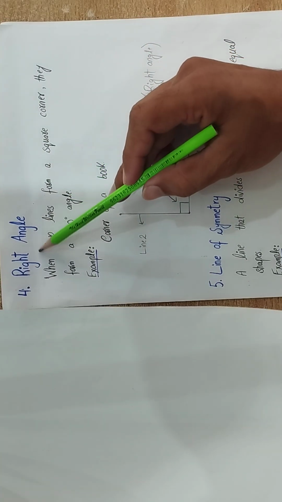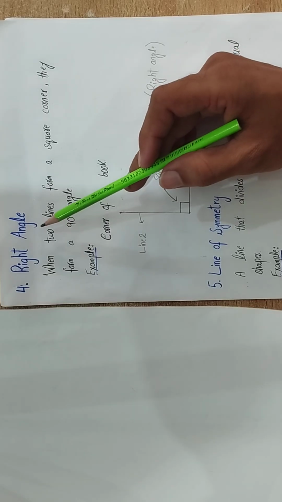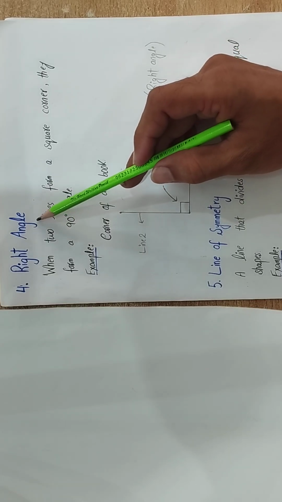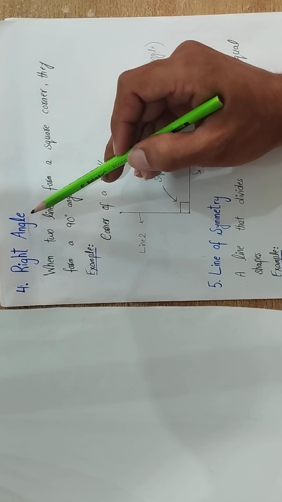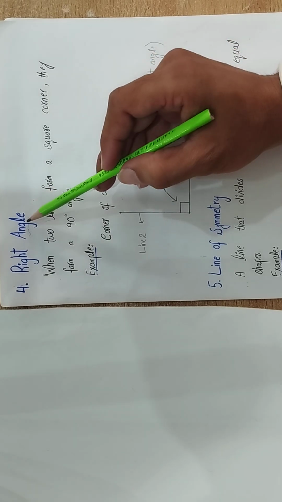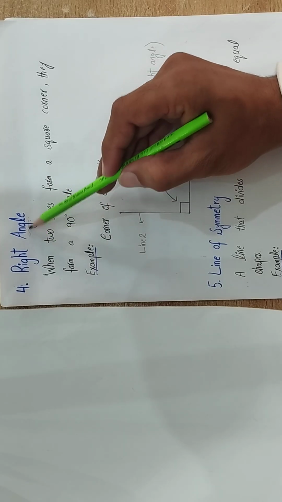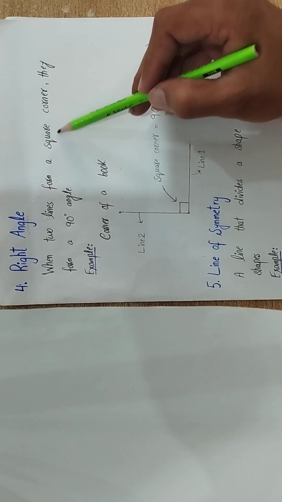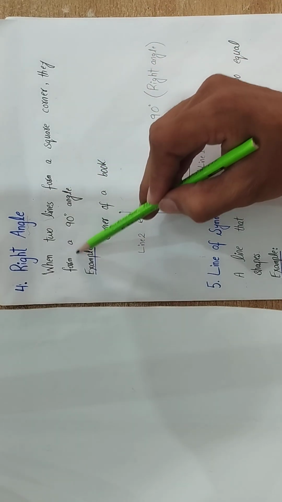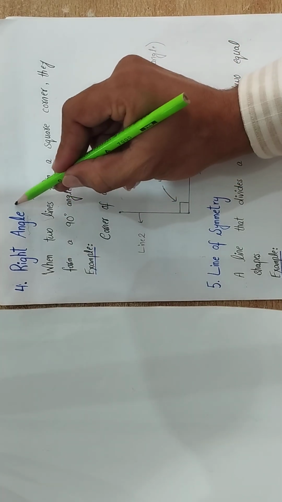The fourth definition is, what is a right angle, or when does a right angle form? You know what an angle is, and when an angle forms. When 2 lines meet at a point, they form an angle between them. You already know this definition. Now when does a right angle form? When 2 lines form a square corner, they form a 90-degree angle. A 90-degree angle is called a right angle.